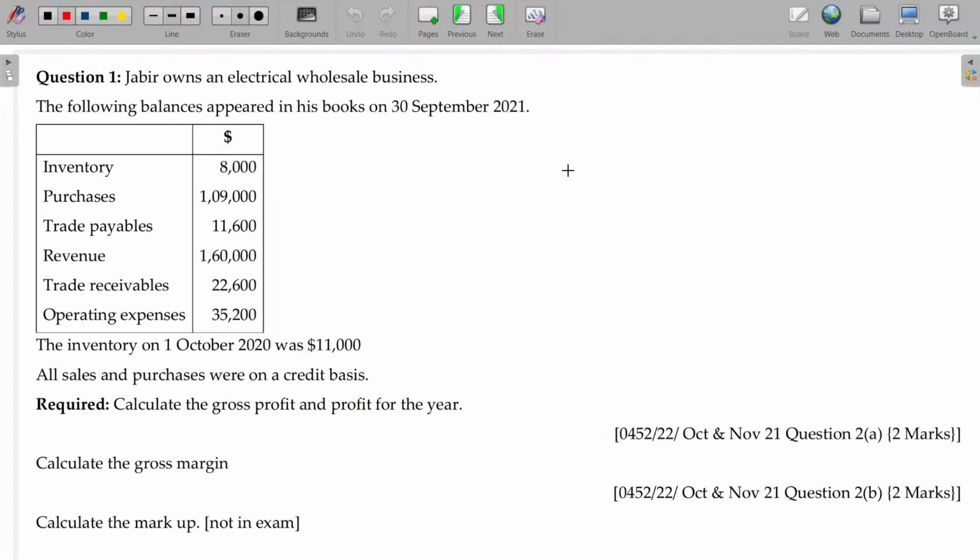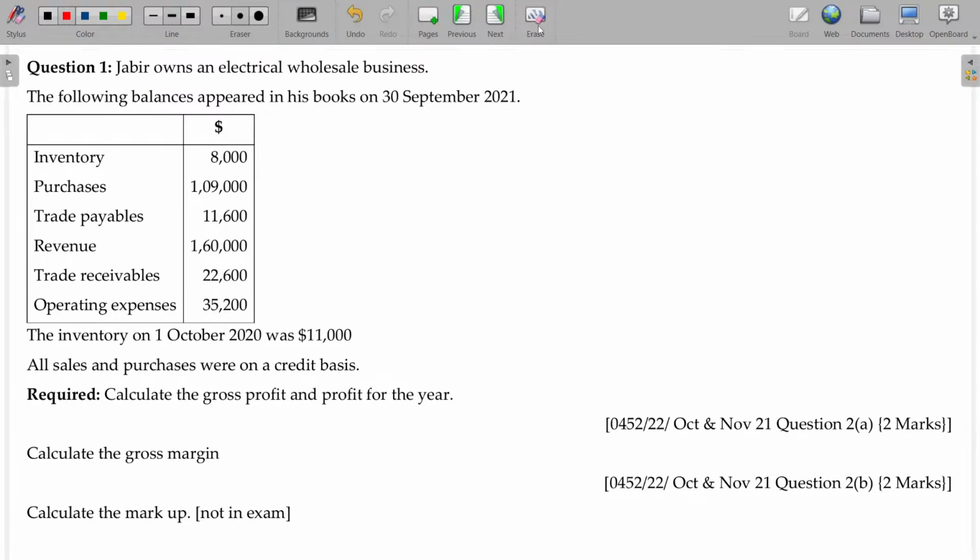Now we will start solving some illustrations from past year's question papers. This is question number 1. Jabir owns an electrical wholesale business. This question was asked in October-June 2021, carrying 2 marks. What is the requirement? Calculate the gross profit and profit for the year. So you have to calculate these two.